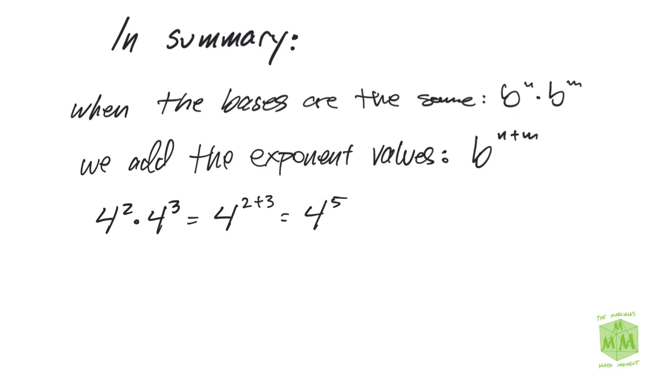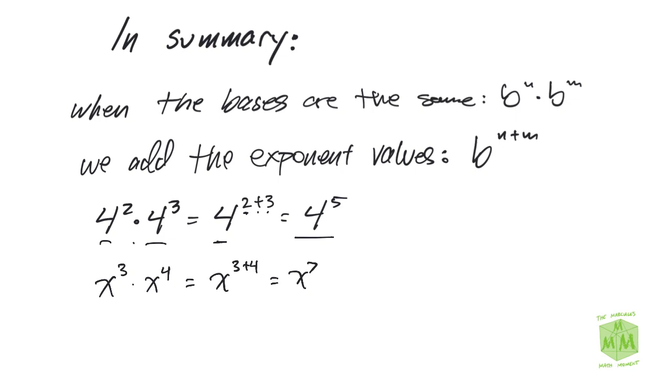In summary, when the bases are the same, so here I have b to the n times b to the m, we add the exponent values. So here's the b, same base, and then I have n plus m. I wrote a numerical example here: 4 squared times 4 to the third equals 4, and then my 2 plus 3 is in the exponent, so I end up with 4 to the fifth power. If that were a variable, x cubed times x to the fourth would equal x raised to the 3 plus 4 power, equals x to the seventh.